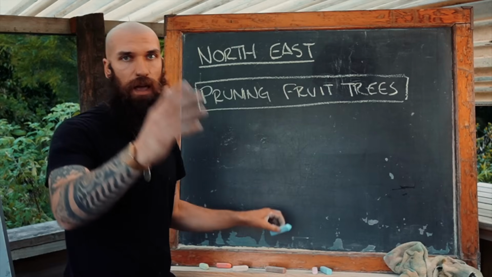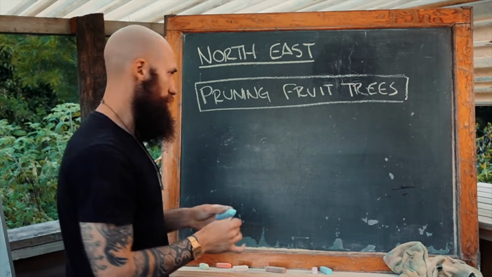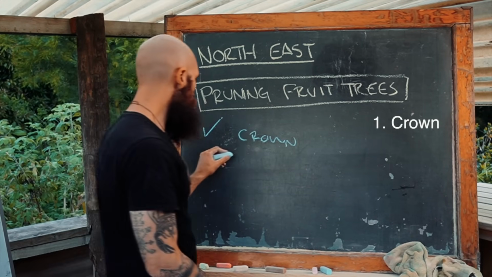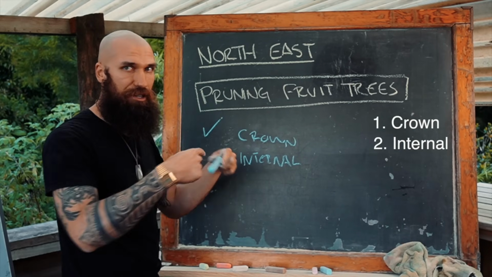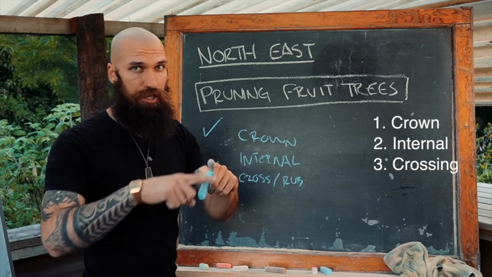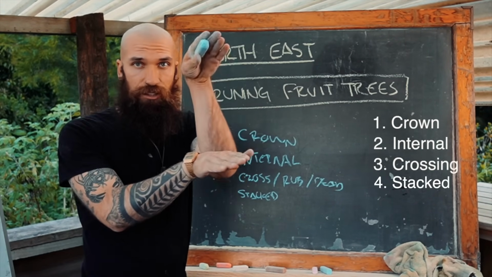Makes things more simple. I want to give you guys a checklist for pruning fruit trees in your agroforestry system. Point number 1, the crown. You're pruning the crown out. You're pruning internal branches, branches that point inwards towards the center of the tree, branches that are crossing or rubbing on each other or dead, branches that are stacked vertically on top of each other.